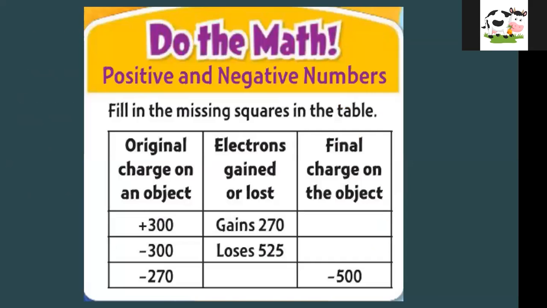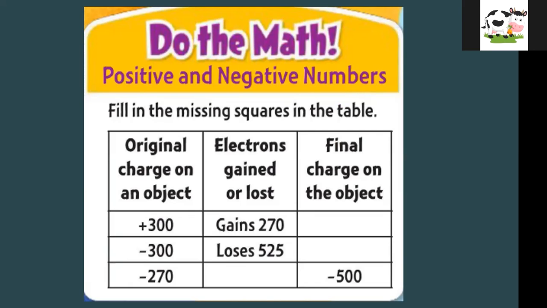Okay, let's do a quick math exercise. You see there are some missing squares, right? Anybody raise their hand and you can guess what the final charge on the object is. Like we'll start with the first one, right? The original charge on the object is positive 300. It gains 270 electrons. So what is the final charge?